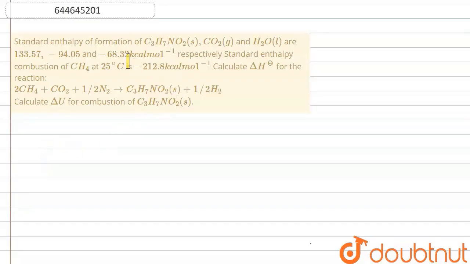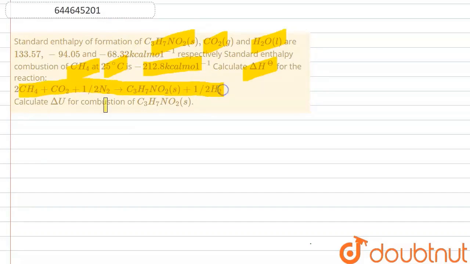Hello everyone, let's start the question. The question says that the standard enthalpy of formation of C3H7NO2, CO2 and H2O liquid are given to us respectively. The standard enthalpy of combustion of CH4 at 25 degrees Celsius is also given to us. Now we have to calculate delta H for the reaction which is given to us here. So we have to calculate delta H as well as delta U, that is the change in internal energy for the combustion of C3H7NO2.